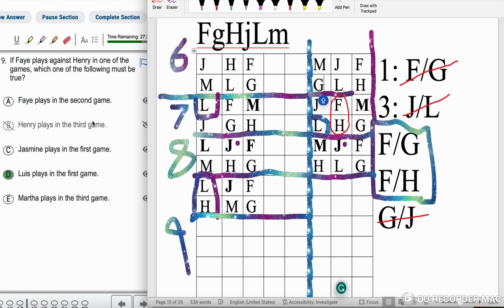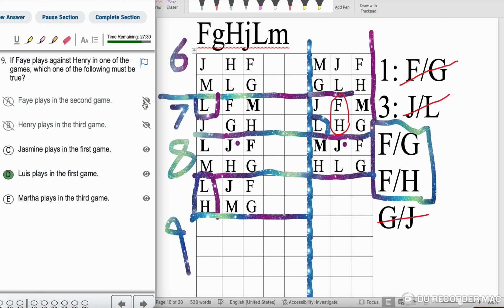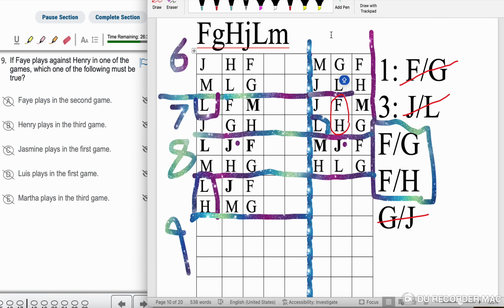So starting again, F plays in the second game. That doesn't have to be true. J plays in the first game. That doesn't have to be true. L plays in the first game. That doesn't have to be true. M plays in the third game. Let me go ahead and read just these 2 right now to see if they make sense. These 2 worlds here for question 9, we're going to use these 2 where F and H are playing against each other. So for question 9, let's see if we see it.